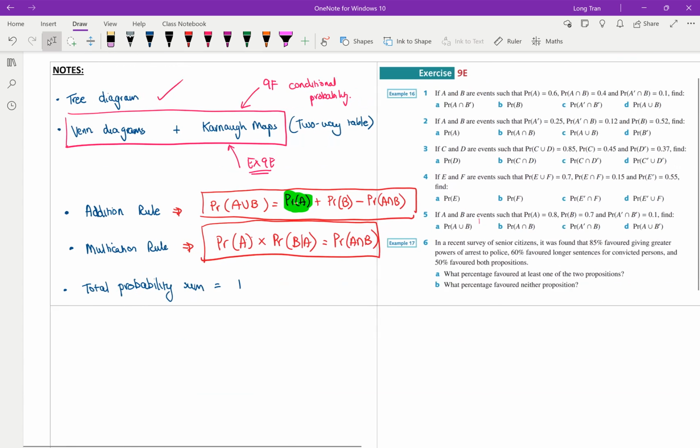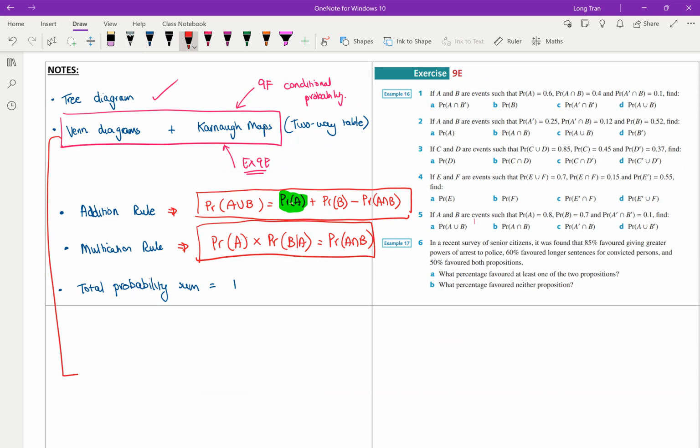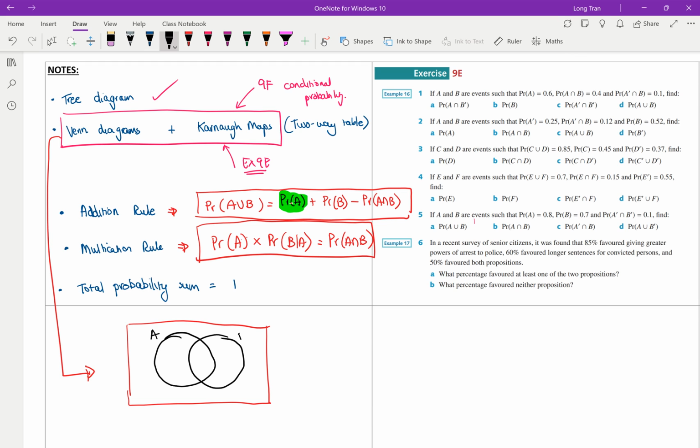Now, for those who aren't really strong with Venn diagrams and cardinal maps or two-way tables, I'm just going to draw a diagram here and remind you how they link to each other. So if you don't know, please copy the diagram down. Here we go. This is A, this is B. Cardinal maps, we use a two-way table to illustrate the same idea. I'm going to do it in purple. A dash, B dash. Out of curiosity, what does dash mean again?